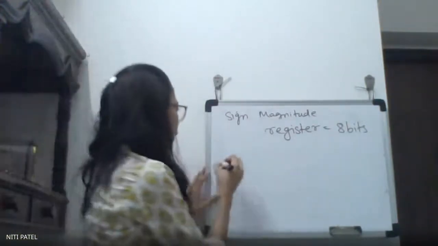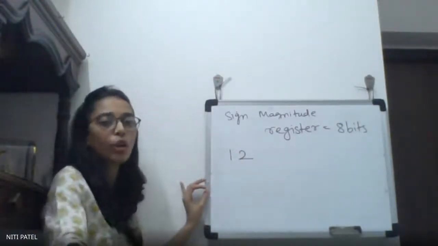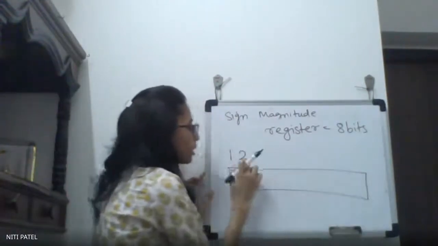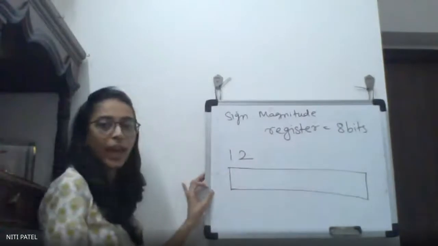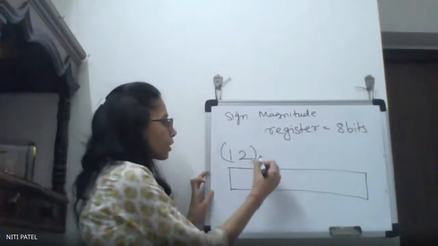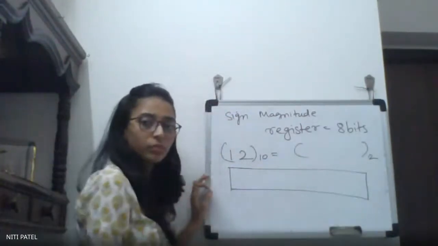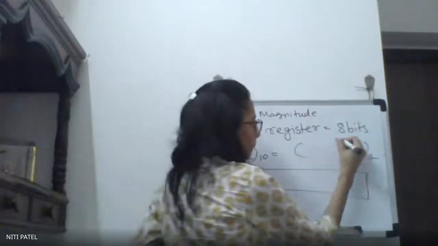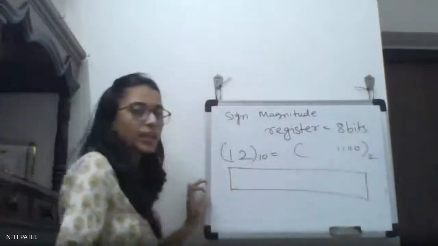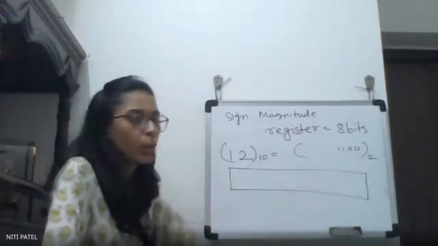Okay. So now if I give you a number 12 and if I ask you to give me a sign magnitude of it, how will you do this? First of all, you have to represent this 12 in how many bits? 8 bits. Why? Because the size of the register is 8. So how will you convert this decimal number into binary? Convert the number into binary. Can I say the binary of decimal 12 is 1100?